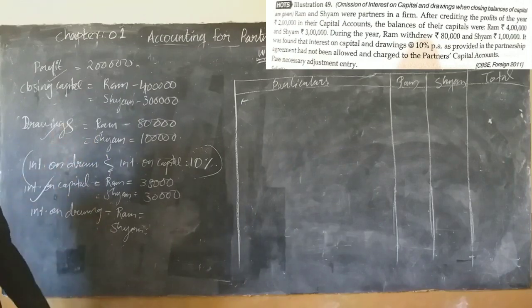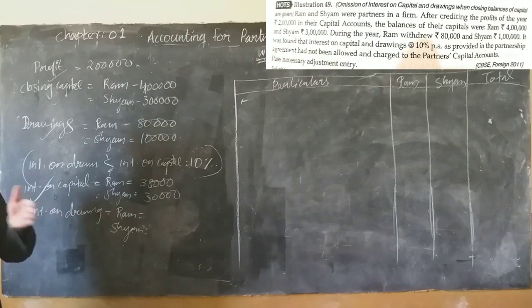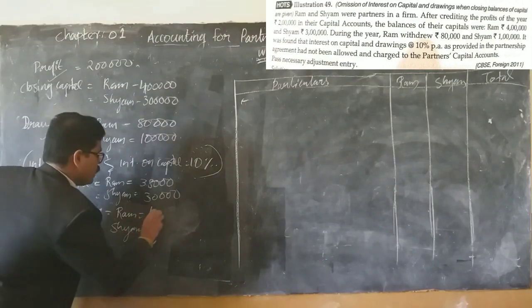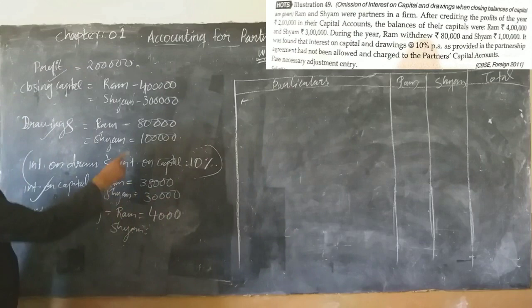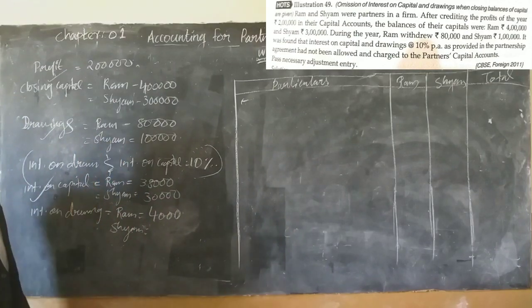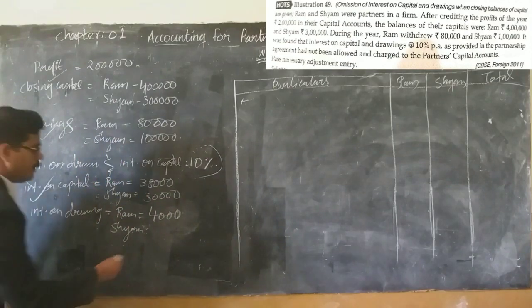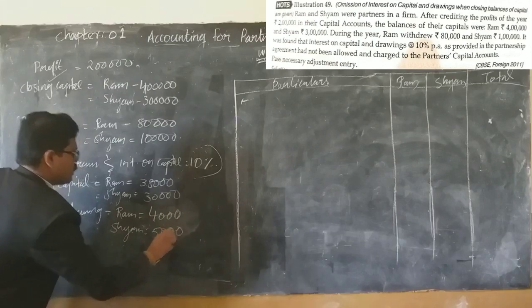So 80,000 into 10 divided by 100 is equal to 8,000. So half of 8,000, which means 4,000, will be the interest on drawing. And here the total is 10,000, so half of 10,000, 5,000, will be Shyam's interest on drawing.